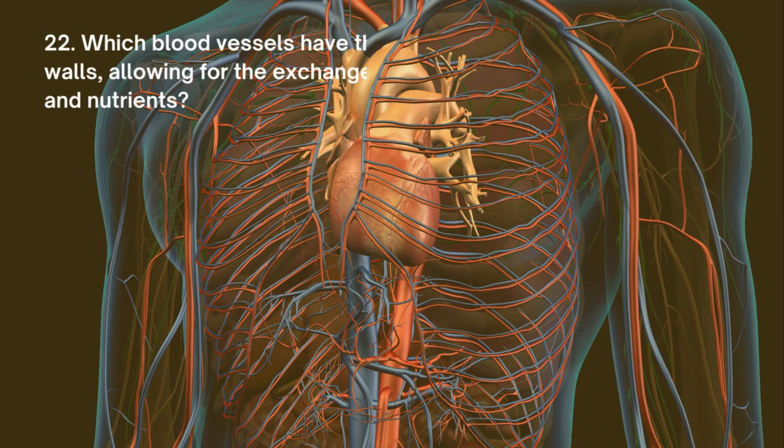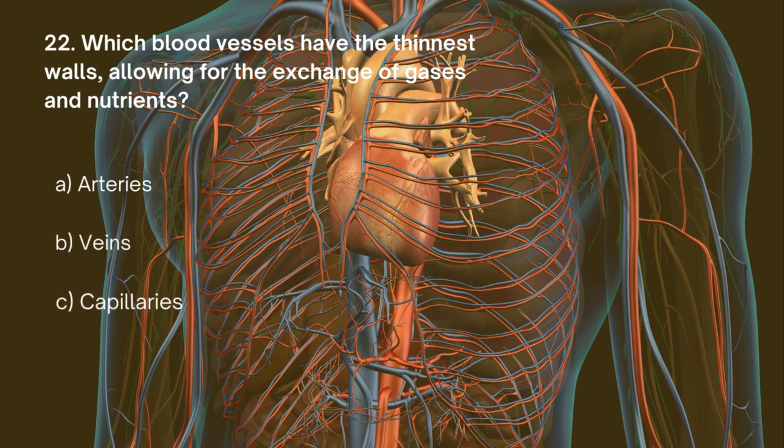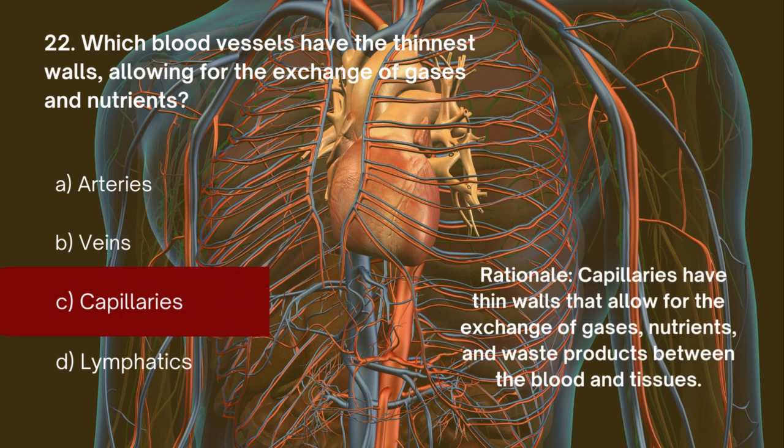22. Which blood vessels have the thinnest walls, allowing for the exchange of gases and nutrients? A. Arteries. B. Veins. C. Capillaries. D. Lymphatics. Rationale: capillaries have thin walls that allow for the exchange of gases, nutrients, and waste products between the blood and tissues.